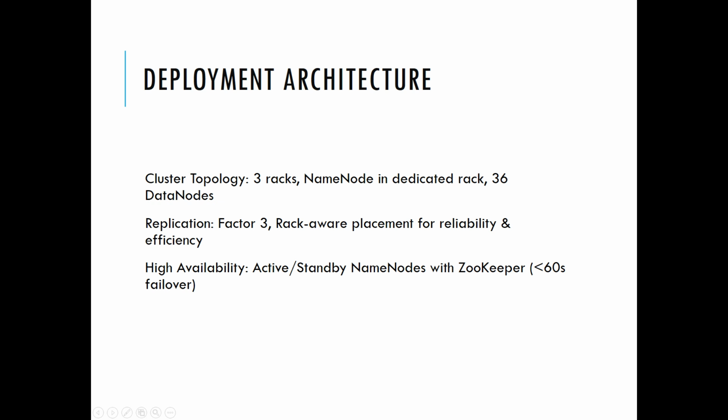A common topology involves 3 racks for rack awareness. The name node is placed in a dedicated rack for isolation and protection. 36 data nodes are distributed evenly across the 3 racks. Data is replicated with a factor of 3, and the placement policy is rack-aware. This means one replica is on a local node, another is on a different node in the same rack, and a third is on a node in a different rack. This protects against both node and rack failures.